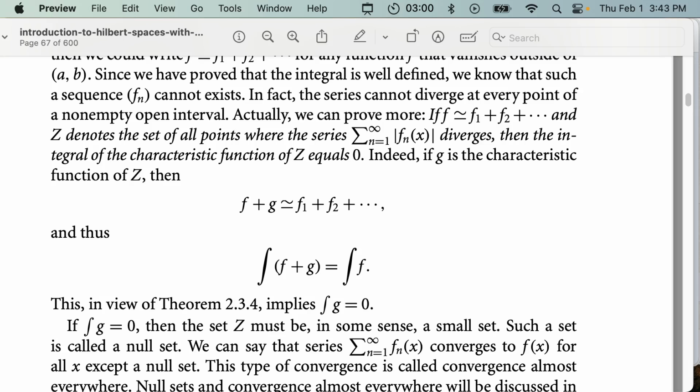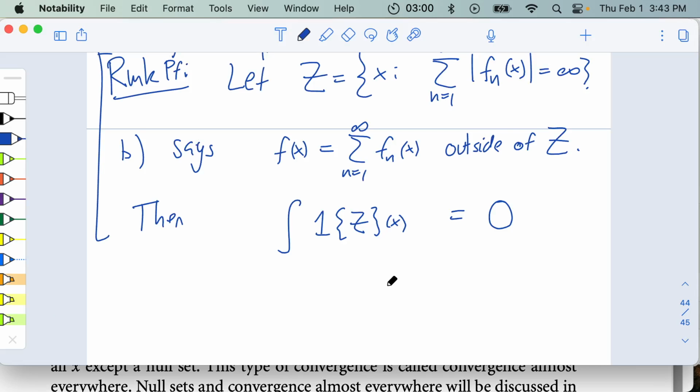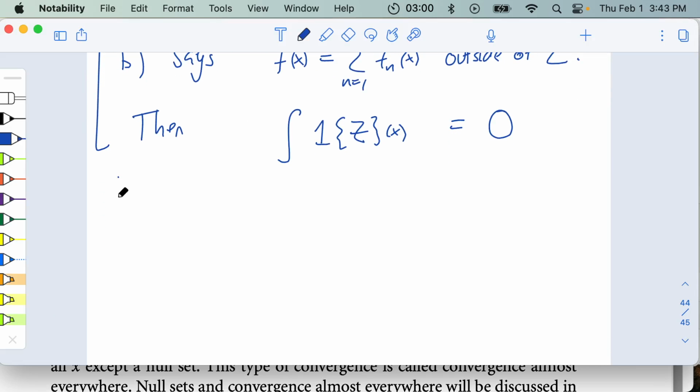Okay, let's write it down. I think this is worth writing down. Okay, so let's do a proof. So f tilde equals the sum, I keep calling it sim equals, I'm LaTeXified to the core. Okay, fn, right? This is given.